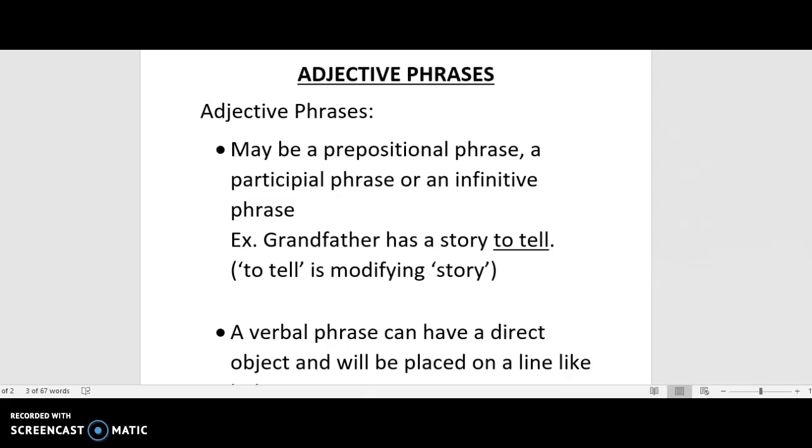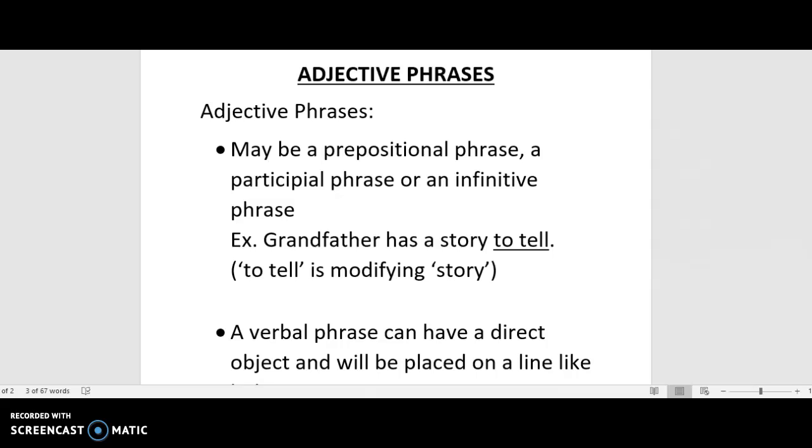Number 2, Melanie's reputation for thoughtfulness is well deserved. So you want to look for where is the prepositional phrase. And if you said for thoughtfulness, you were right. And what does that modify? It's usually the word that comes right after, but not always. So in this case, it's going to be reputation.